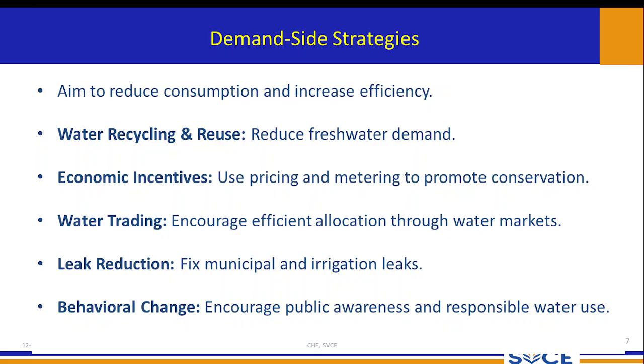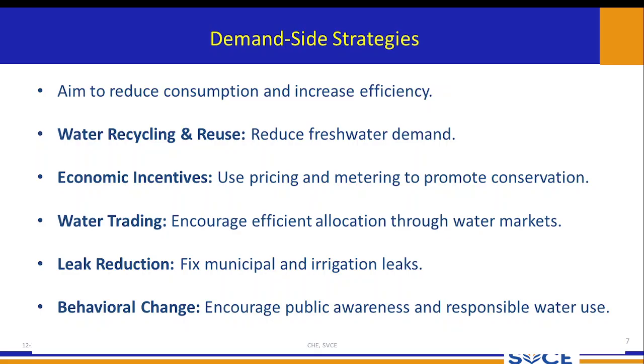So water trading, what do you mean by water trading? Water trading is selling and buying. It's like a trade. Water trading encourages efficient allocation through water markets. Let's say a river originates in China and enters into Nepal. They construct a dam and store the water for their own agriculture purpose or for fertility in that particular region. With water trading, they may sell the water to other countries.